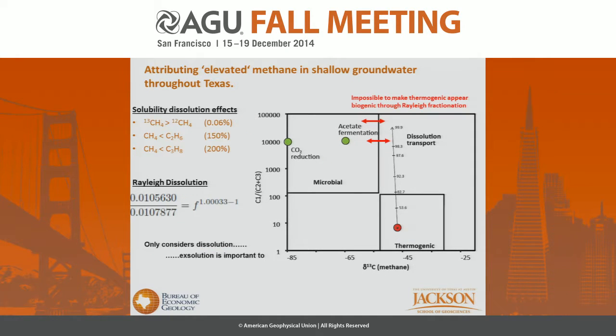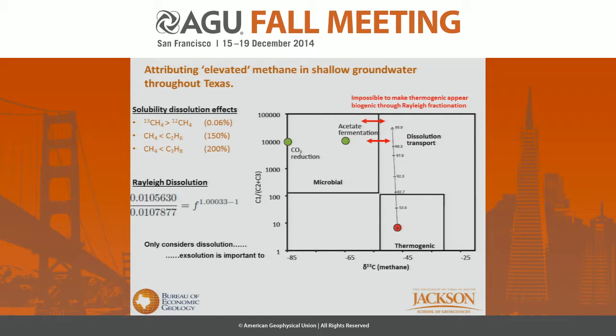What I'm going to talk about is more dissolution transport. Now, this type of dissolution transport is simple Rayleigh fractionation, Rayleigh removal. It's based off the solubility differences between methane, ethane, propane, and also the solubility differences between C13 methane and C12 methane. And as you can see, it can have a very large effect on the C1 over C2, C3 ratio.